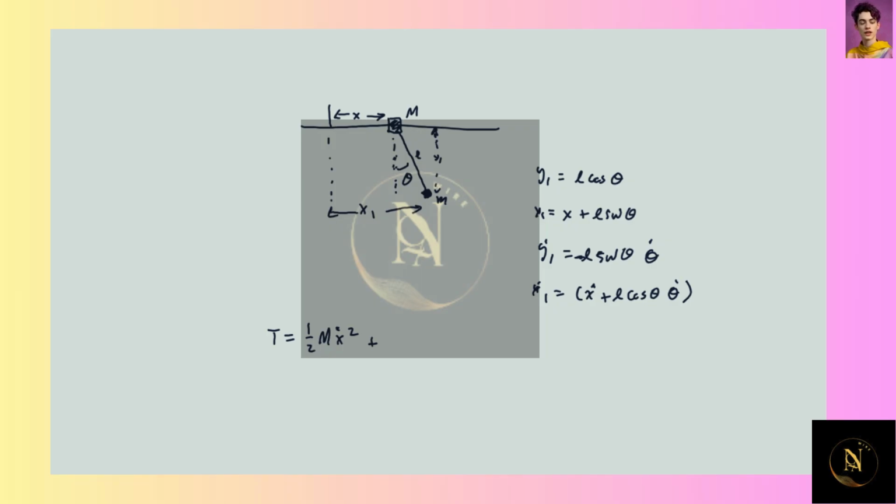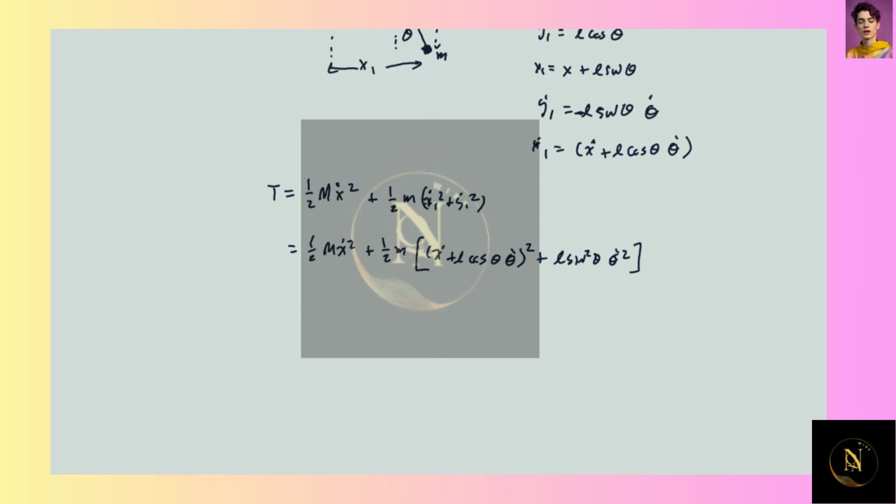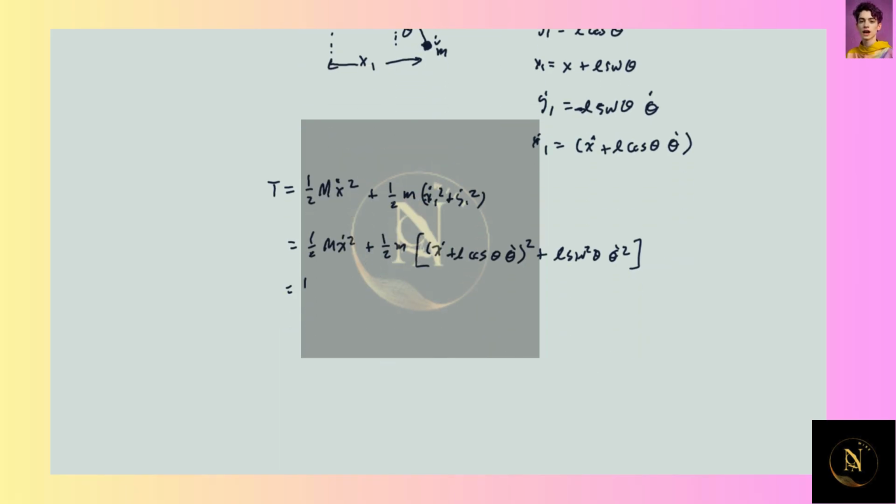So little x is fine as an inertial value when we're thinking about the kinetic energy of big M. We have to use x1 and y1 when we're thinking about little m, and we have to write them in terms of our actual generalized coordinates x and theta. Okay, and then we can expand that.